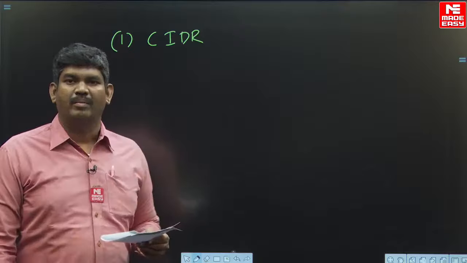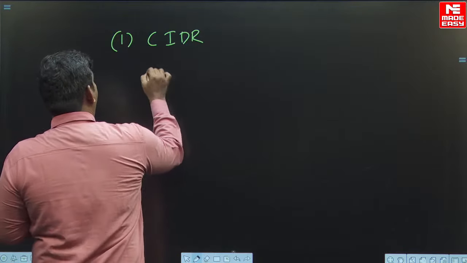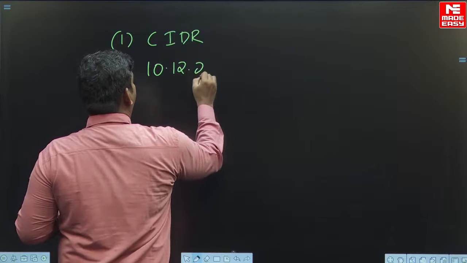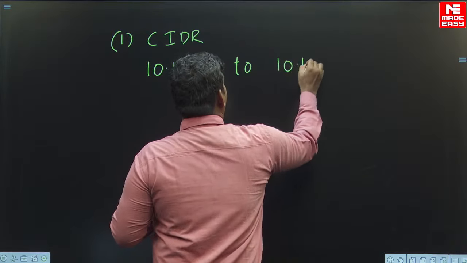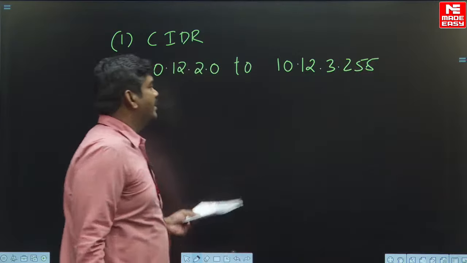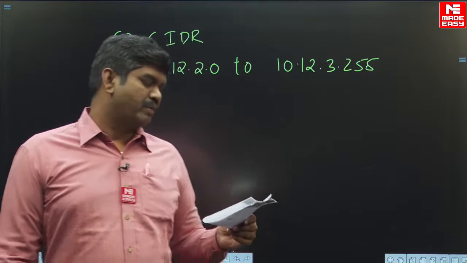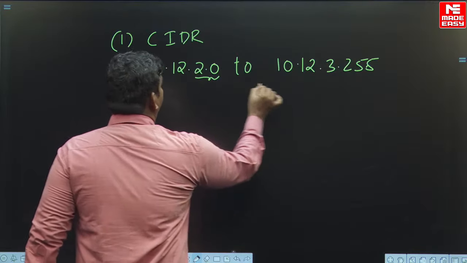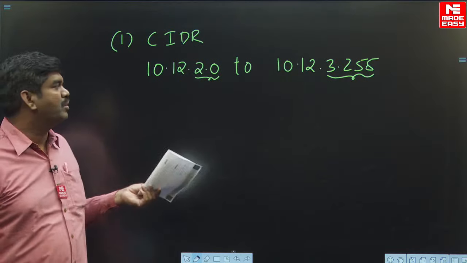Classless Inter-Domain Routing notation. They have given a range of addresses, from 10.12.2.0 to 10.12.3.255. This is the range they have given, and it is the CIDR notation. From the options you can see the range from 2.0 to 3.255, and the count value is 512. So how did we get this 512?